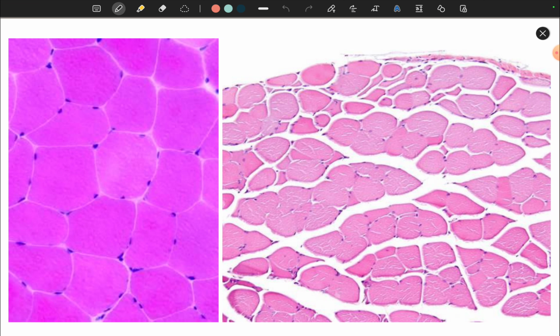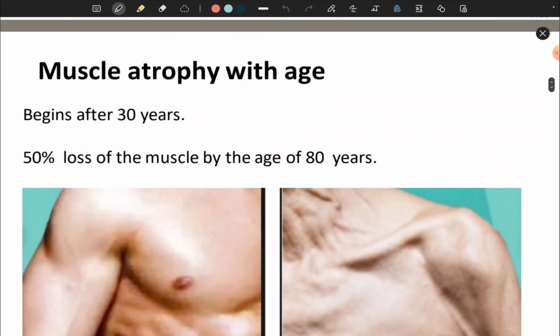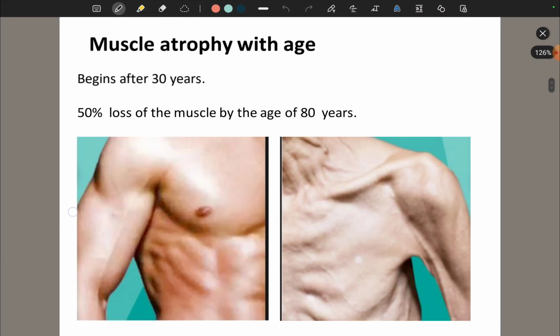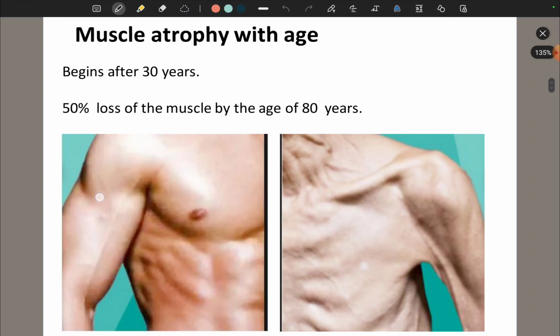Okay. Now, let's talk about some of the examples or causes of atrophy. We said that aging by itself is a cause of atrophy. And this begins after 30 years of age. After 30 years, you have to practice some kind of sport to keep your muscle size. Otherwise, physiologically, it will be reduced with aging. After 30 years, there will be a reduction in the size and the bulk of the muscles.